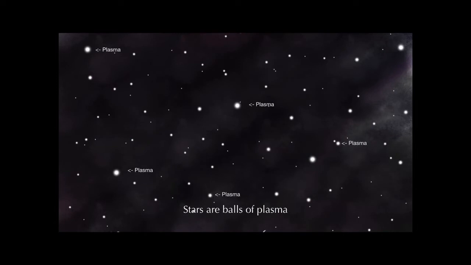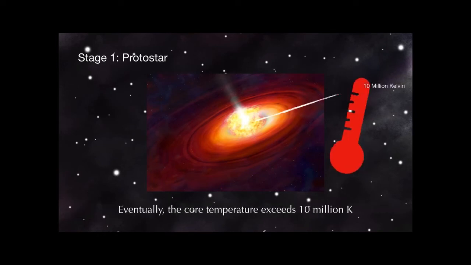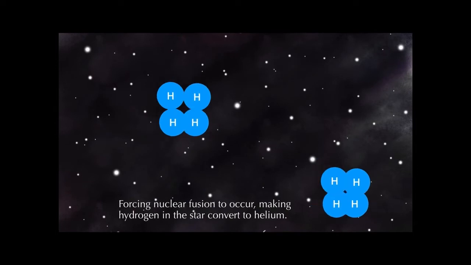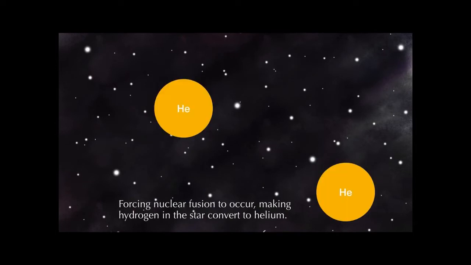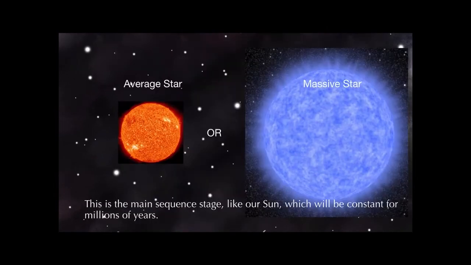Stars are balls of plasma, and the lifetime of a star depends on its mass. The first stage of a star is the protostar, created by the hydrogen in a nebula heating up. Eventually, the core temperature exceeds 10 million Kelvin, forcing nuclear fusion to occur, making hydrogen in the star convert to helium. The star glows and contracts, making it stable. This is the main sequence stage, like our sun, which will be constant for millions of years.